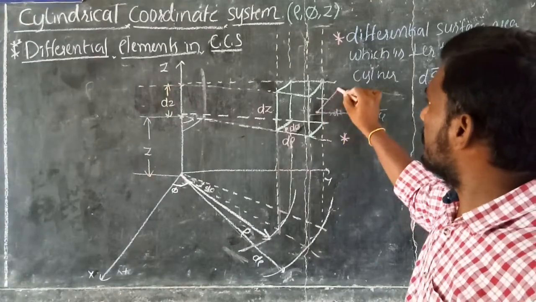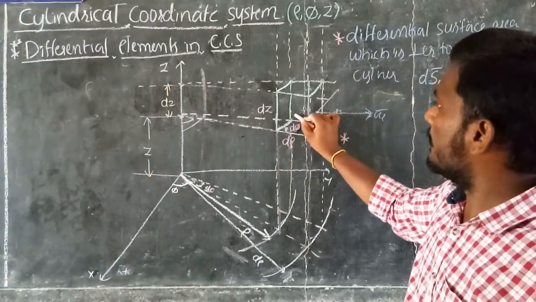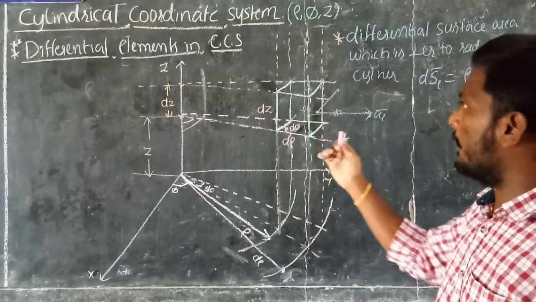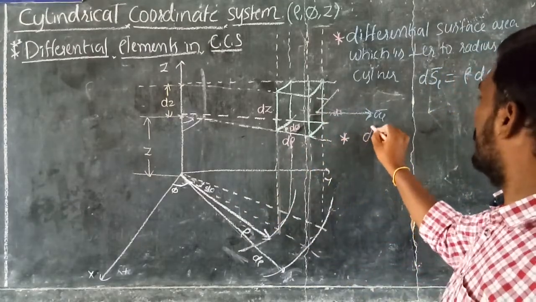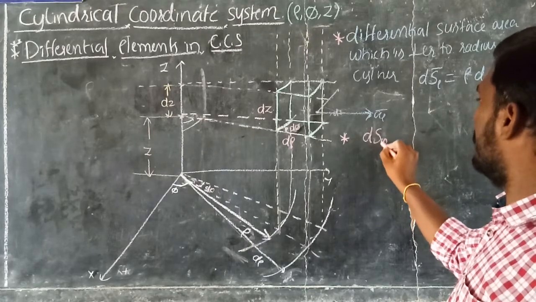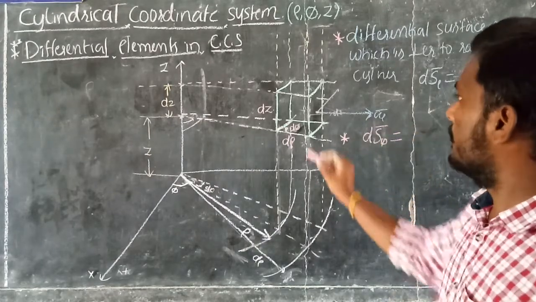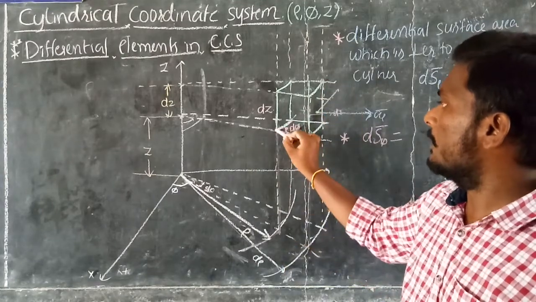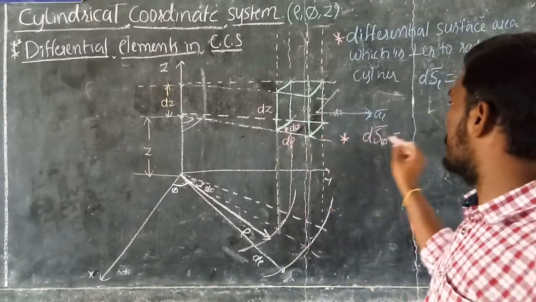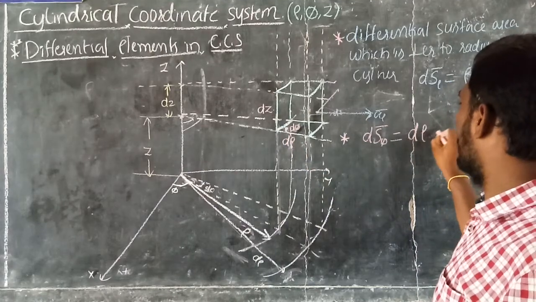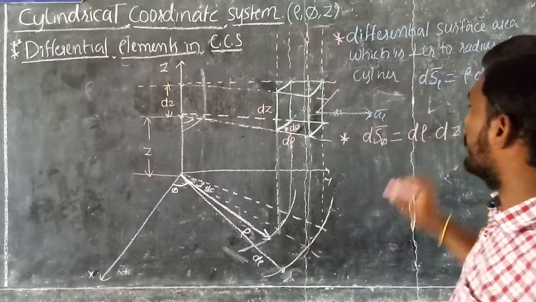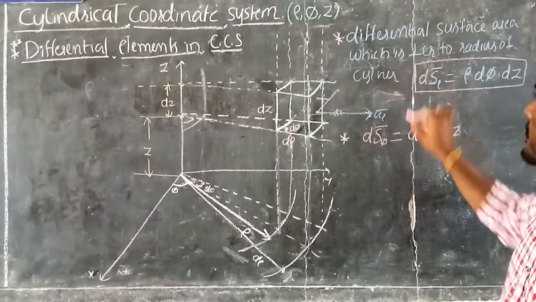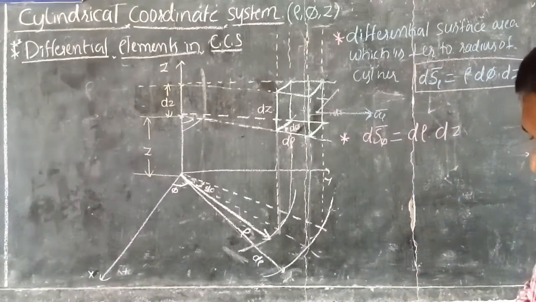So this one means front surface area and back surface areas are in the direction of phi. Differential surface area in the direction of phi, ds phi bar, is equal to this one, front surface, back side surface. So what is the length? It is d rho into dz. So that's why it becomes d rho into dz. These formulas play a vital role in the understanding of electromagnetic fields.